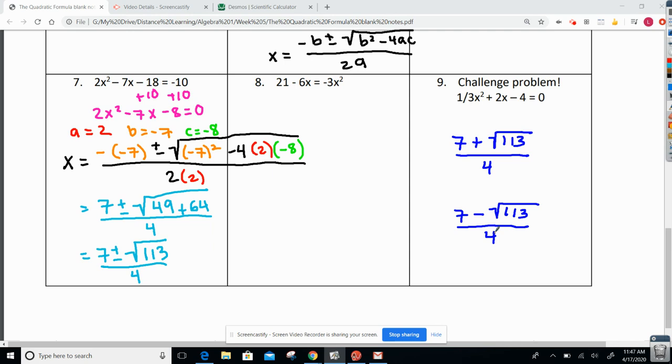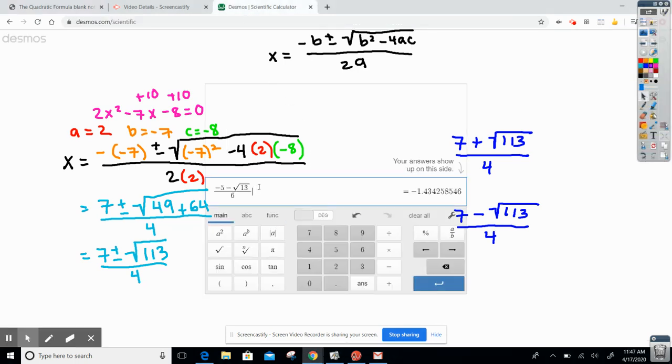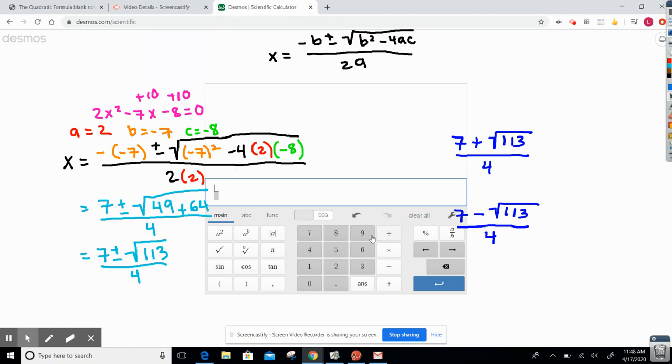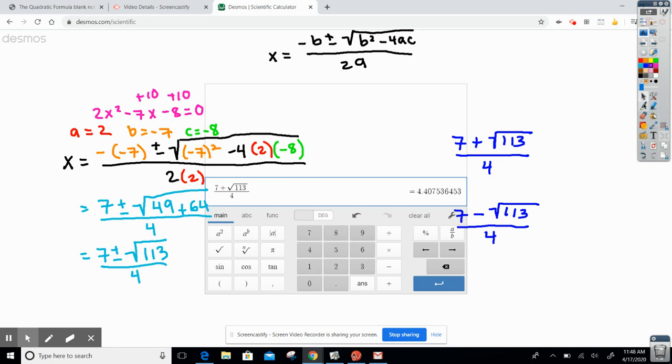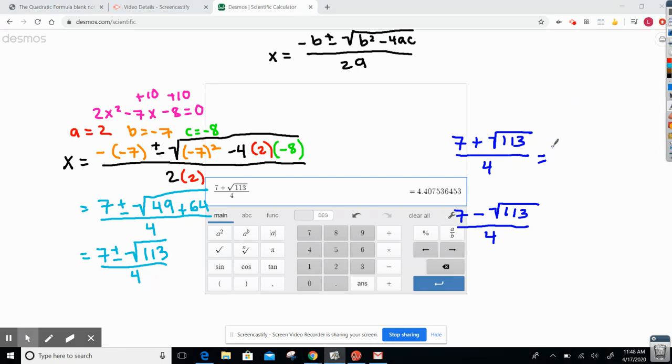What I'm going to do now is get out that calculator and type these in to find out what my decimals are. I'm going to go to Desmos. You can use whatever you need to use, but Desmos is what I'm going to use. So I have 7 plus the square root of 113 over 4. That gives me an answer of 4.408, and I've done half of it.